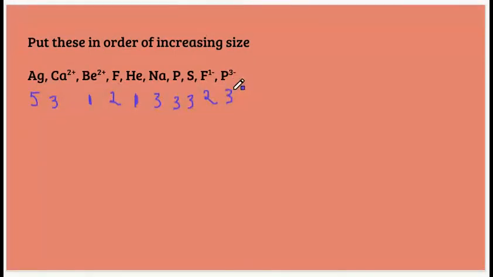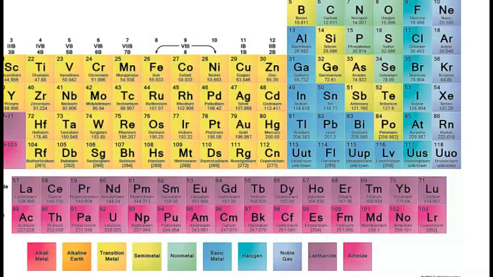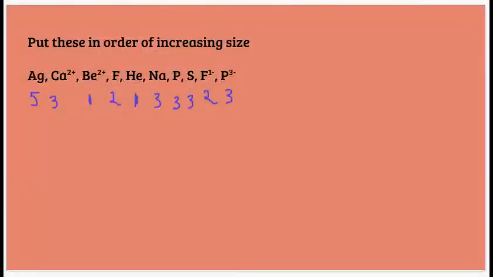So we know the smallest one is the one with the fewest energy levels, but we have a tie. And so when we have a tie, we have to look at the protons next. So how many protons do beryllium and helium have? We look in the periodic table. Beryllium has 4, helium has 2. So beryllium has 4 protons.